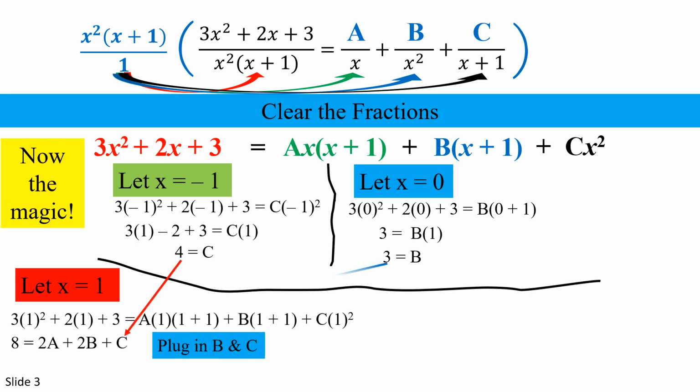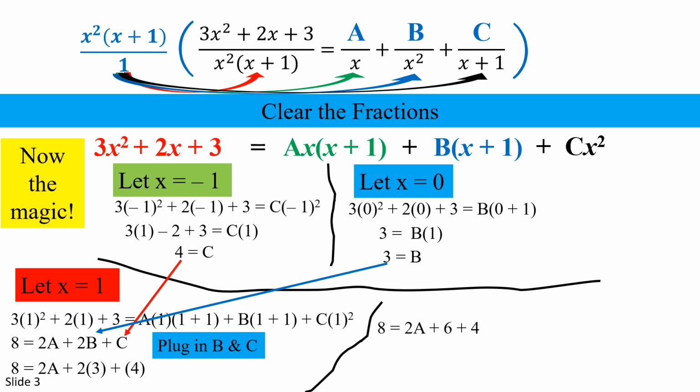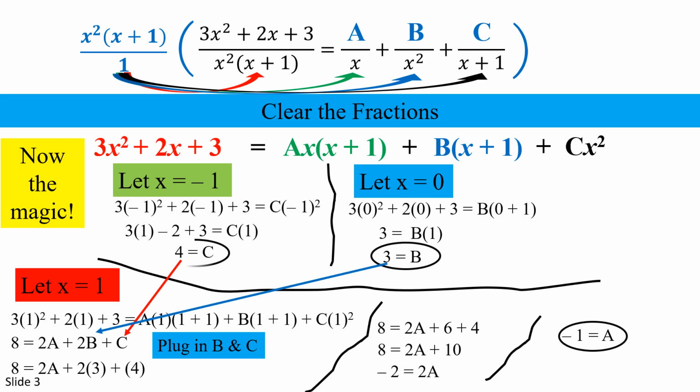Well, we know the b and the c, so we can plug them in. Plug in the 3 for the b and the 4 for the c. And we end with 8 equals 2a plus 6 plus 4. And a is -1. So we've got a is -1, b is 3, c is 4. Now we can plug those in, and we're all set.